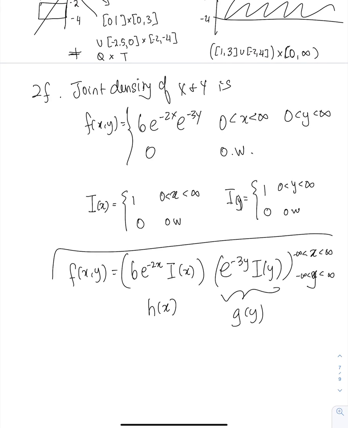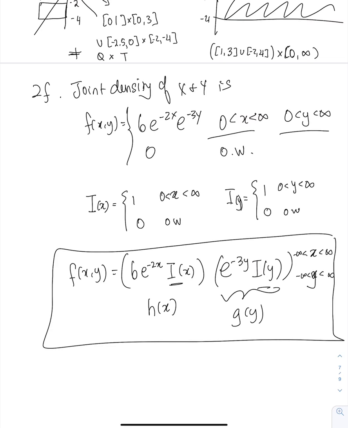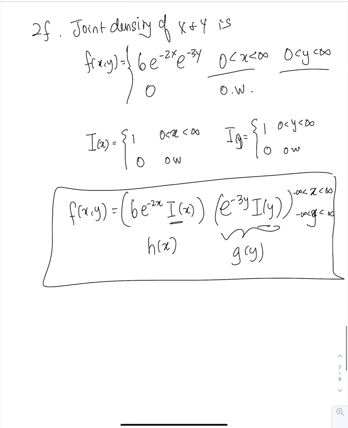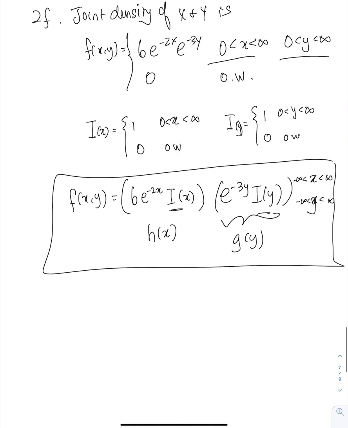I have defined f of x, y as one compact function where you have a product of a function of x and a function of y on the whole region by using these indicator variables. In this case, the indicator is the same for both of them. You need not have had that x and y have the same restrictions of between 0 and infinity. Okay, so you can see that x and y are independent.